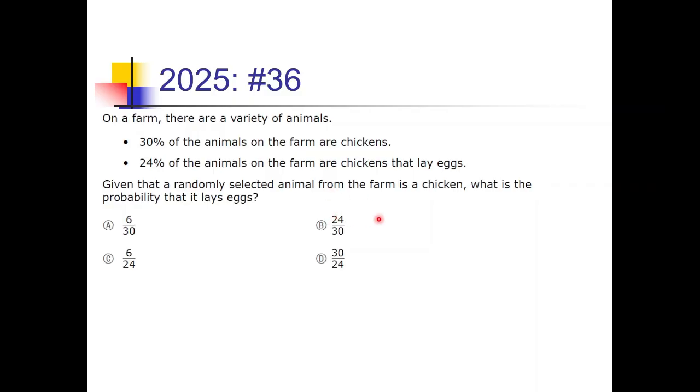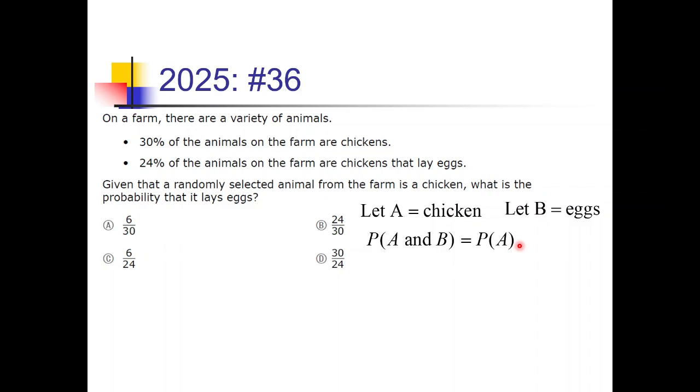So let's name our two events that are going on just to make a little more sense of this and use our formula. So we've got event A is the animal is a chicken, and let's let B represent the animal lays eggs. So we know that the probability of A and B being true is going to be the probability of A, the probability that we're a chicken, times the conditional probability that we lay eggs given that we are a chicken. So probability of B given that A's already happened.